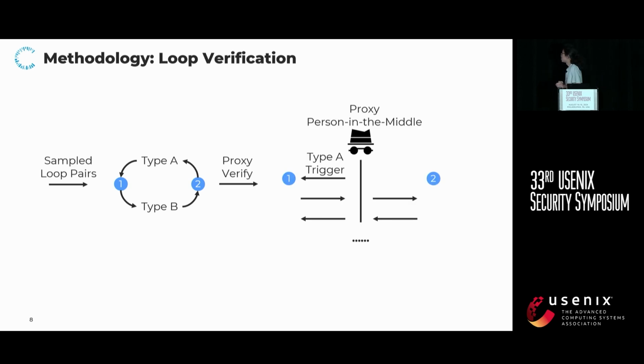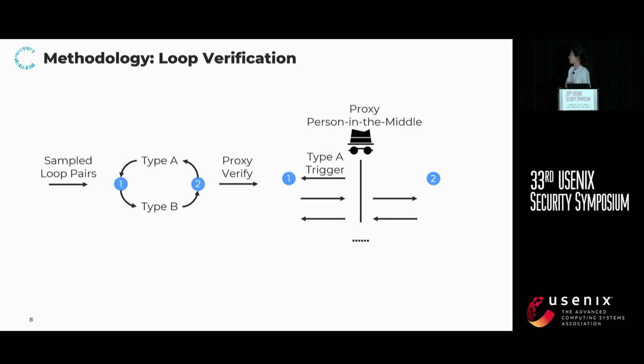This only tells us there is a potential traffic loop, but we have no idea if it's going to continue this way, so we then need to perform a verification. Our verification is based on a proxy server. The proxy serves as a person in the middle. It will first send the type A trigger message to server 1, according to the graph we have built. After that, the proxy will only passively delegate packets between server 1 and server 2.